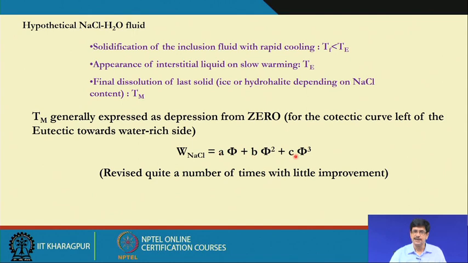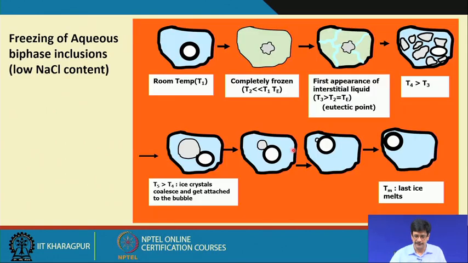So, here A, B and C are coefficients which have been worked out, and phi is the depression of freezing point from 0 expressed as a positive quantity, meaning if it happens to be minus 5, it will be 5, or minus 10 will be 10. This equation has been revised a number of times, and given these coefficients and the value for depression in freezing point, one can always calculate the salinity.